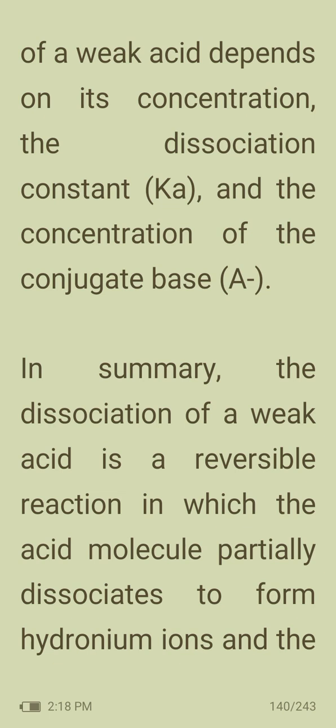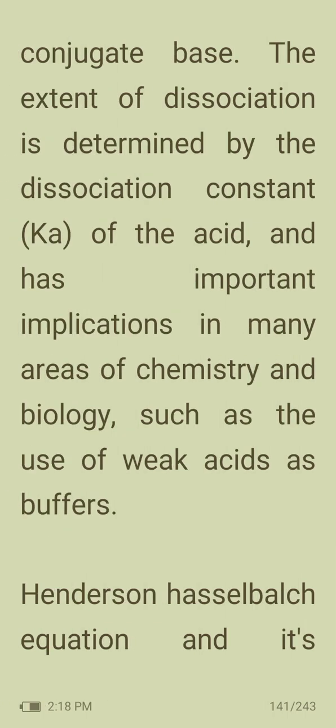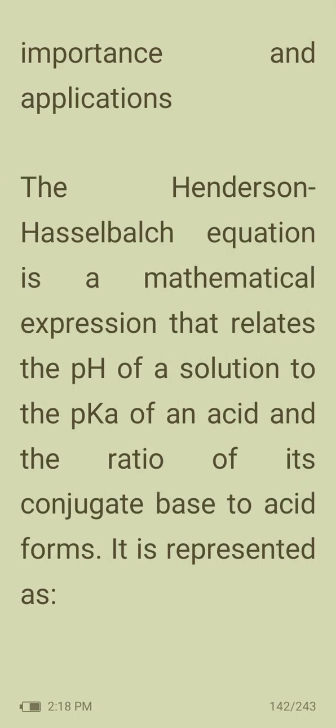In summary, the dissociation of a weak acid is a reversible reaction in which the acid molecule partially dissociates to form hydronium ion and the conjugate base. The extent of dissociation is determined by the dissociation constant Ka of the acid and has important applications in many areas of chemistry and biology, such as the use of weak acids as buffers.